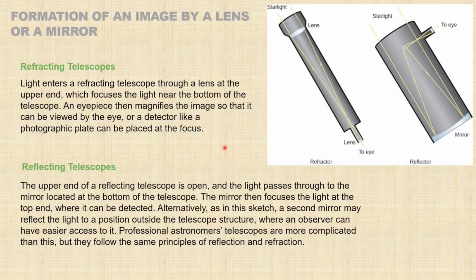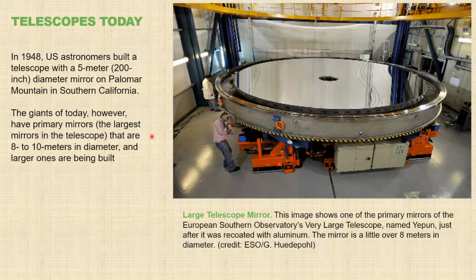We can see our nearest galaxy to the Milky Way, Andromeda, using such a telescope. Okay, going from a very simple, half-inch diameter telescope, within 100 or 200 years, in 1948, U.S. astronomers built a telescope with a 5-meter diameter, going from 1 or 2 inches to 200 inches long, and that's the Palomar Mountain in Southern California.